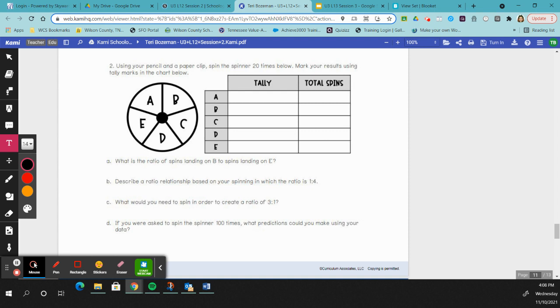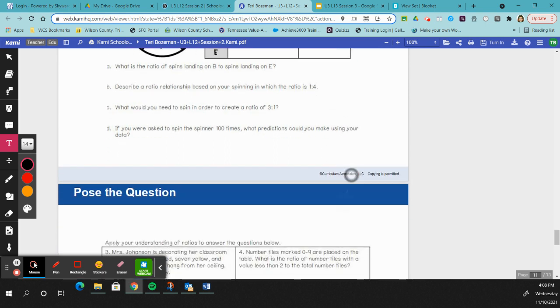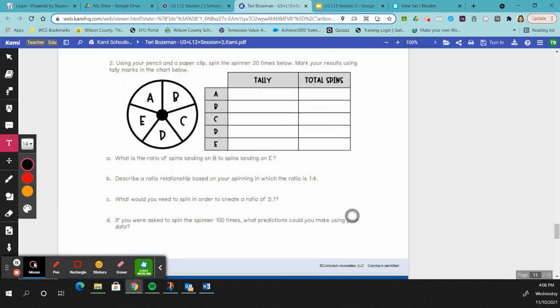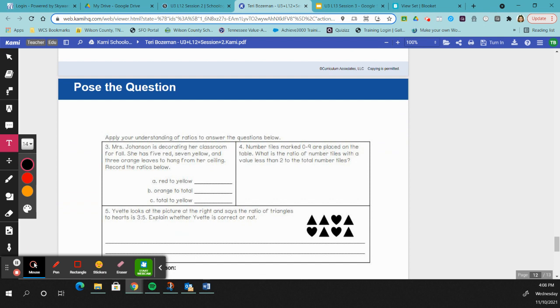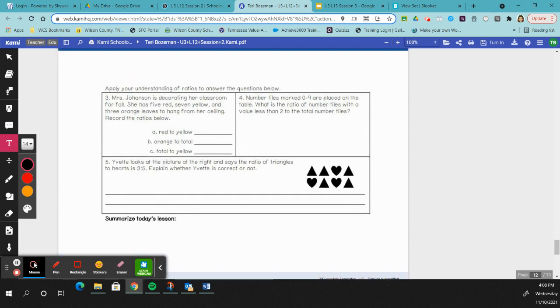But we don't have that. So we are going to skip number 2 in the practice here today. If you want to attempt it, try it on your own, draw it on a piece of paper and use a paper clip, if you have that kind of thing at home. But we are going to skip it for today and move on to the other questions. So still getting some ratio practice, just with some different questions.